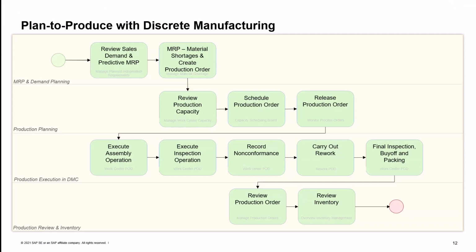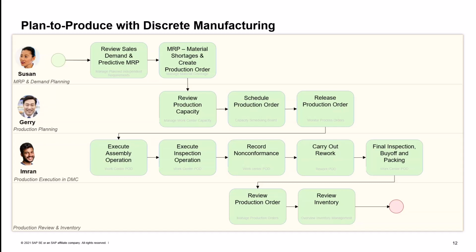So a final recap on what was demonstrated. We had Susan with MRP and demand planning, resolving capacity issues based upon the demand plan using Predictive MRP, followed by using standard MRP to create a production order and resolving material shortages. Then we got Jerry, who carried out production planning, where he reviewed the production capacity, scheduled the production order, and then released it. Then Imran on the shop floor carried out the production execution using the digital manufacturing cloud.